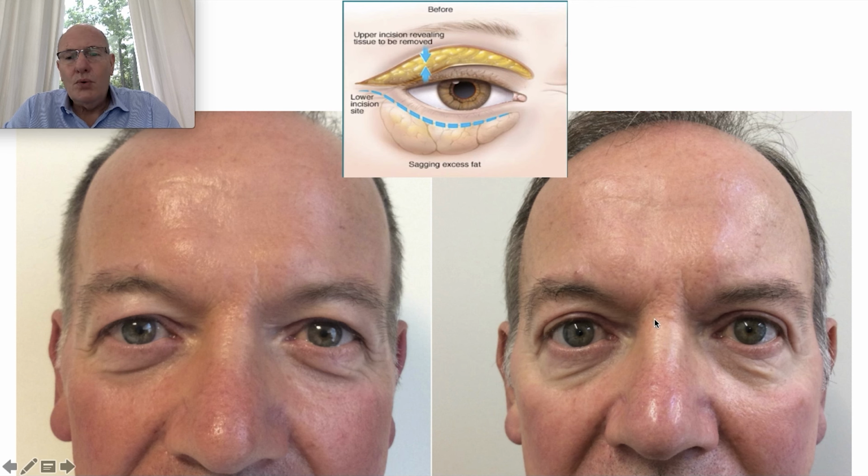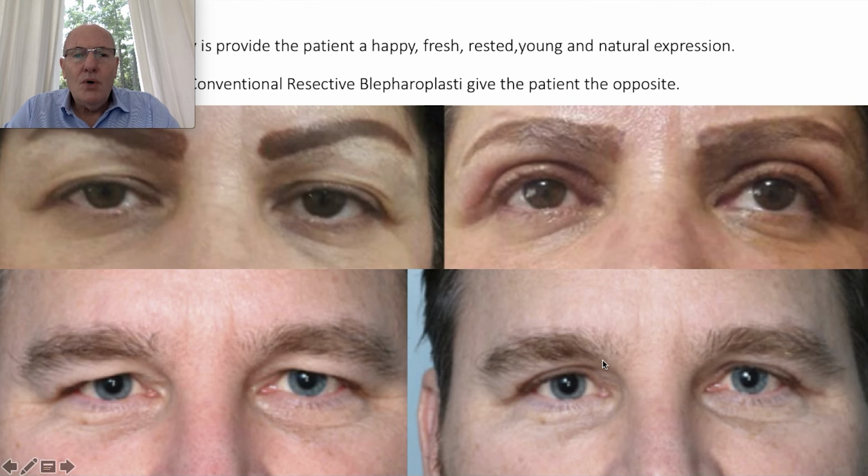eyelid lashes to the sulcus. But if you look carefully, you are going to see that this patient has the same tired expression, or more than before the surgery, and also has the same wrinkles. All you are going to see here is the sad and tired expression after a conventional blepharoplasty, and these patients were taken from the internet, presented like an excellent result. For me it is the opposite.